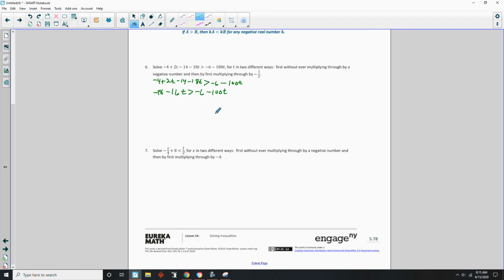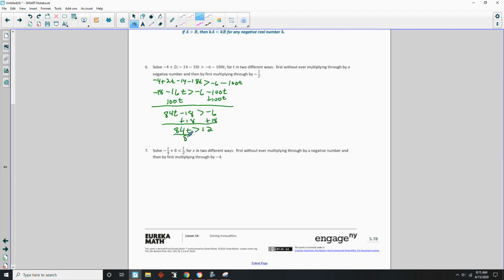Okay, so the next thing I'm going to do is, let me think here, what should we do? If I add 100t to the other side and add 18 over to here. So in other words, if I add 100t here and 100t here, negative 16 plus 100 is a positive 84t, minus 18 is greater than negative 6. Okay, so I added 100t to both sides. Then I'm going to add 18 to both sides. So I'm going to get 84t is greater than 18 minus 6 is 12.